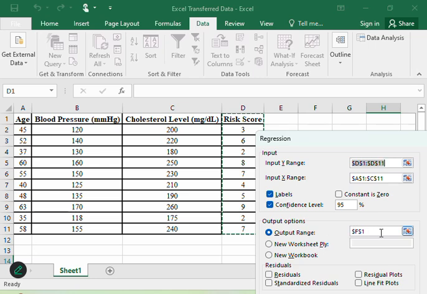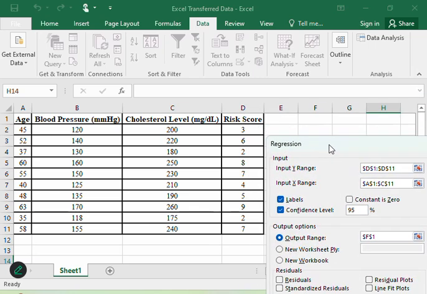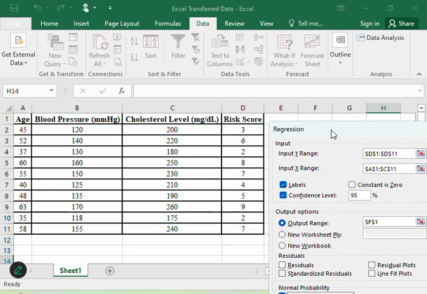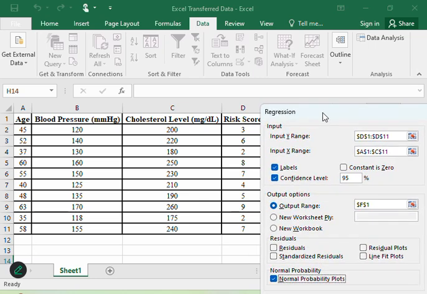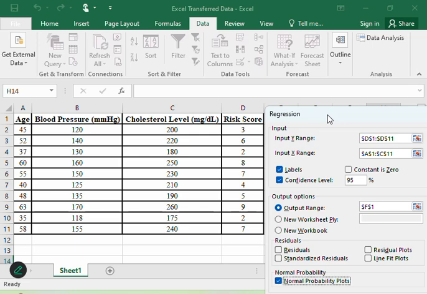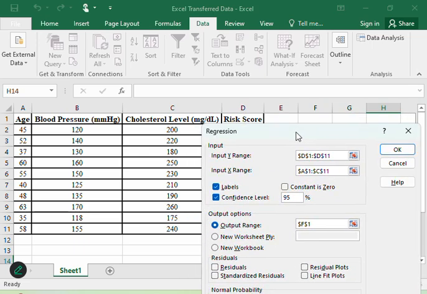So these other values, the residual values, we may leave them for now, but let us use normal probability plots. Yeah. So that normal probability plot is activated. Then we can say okay.